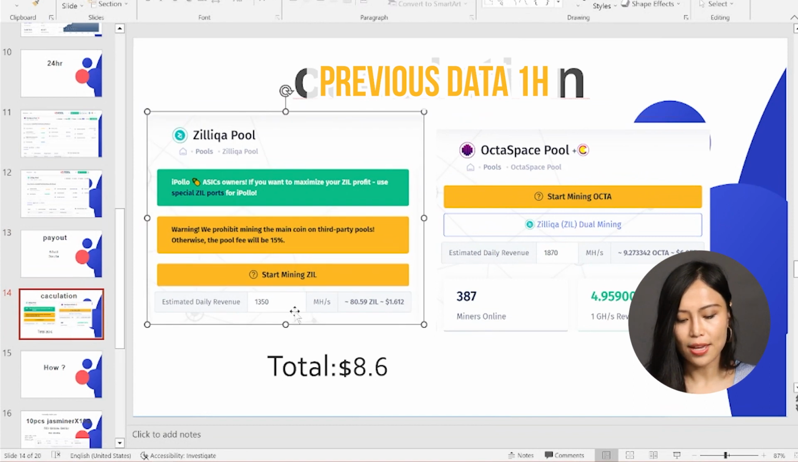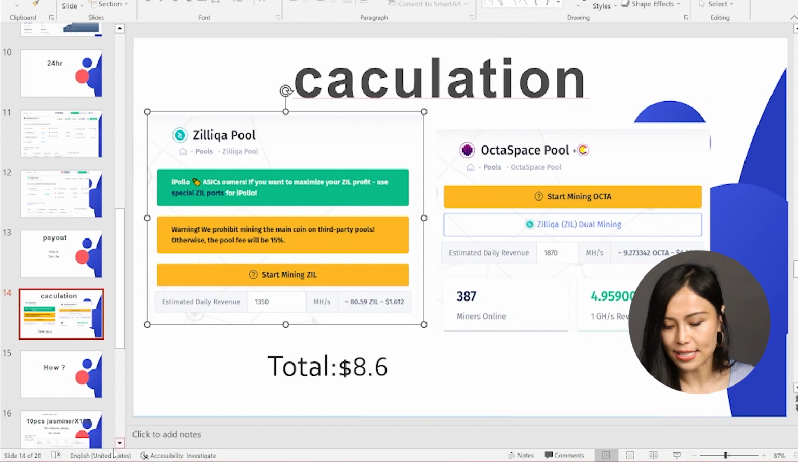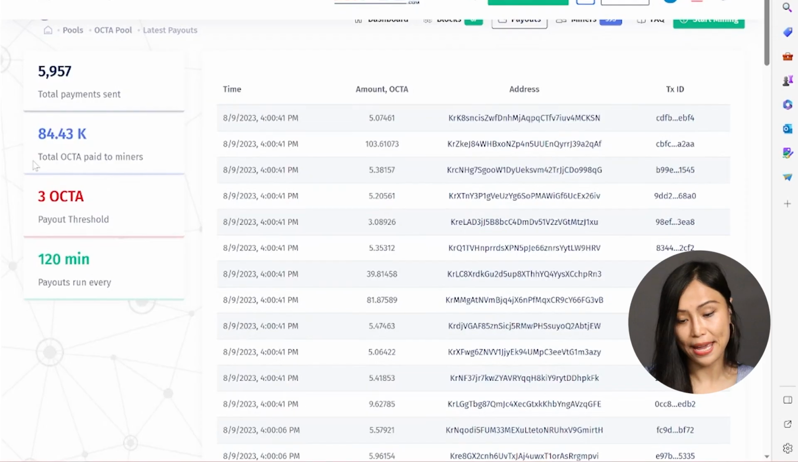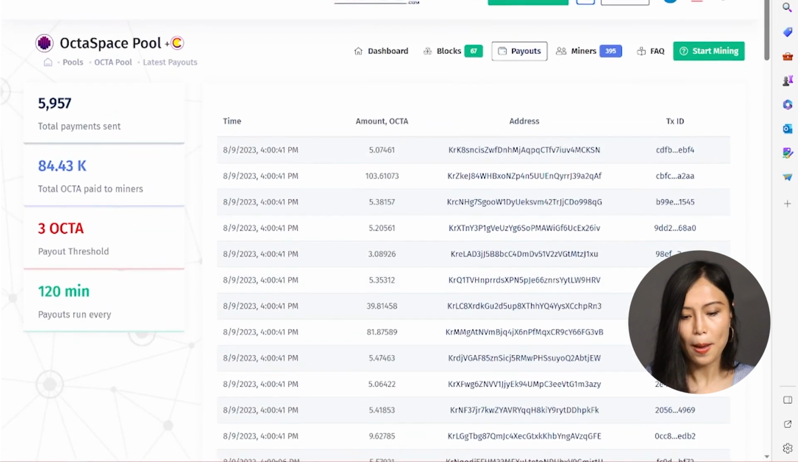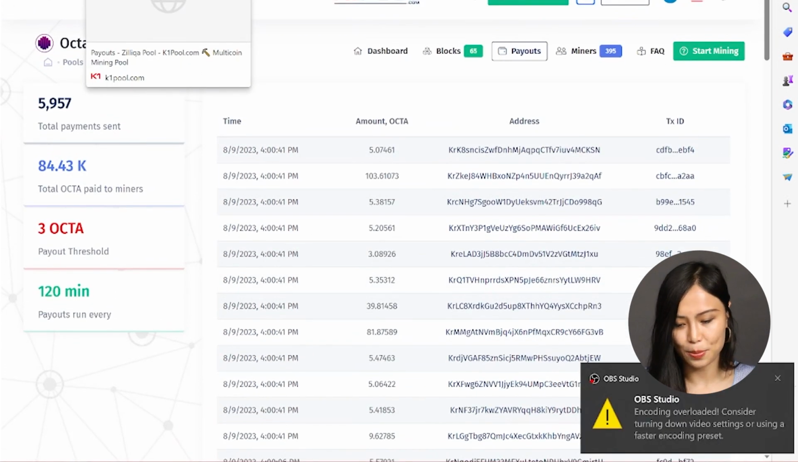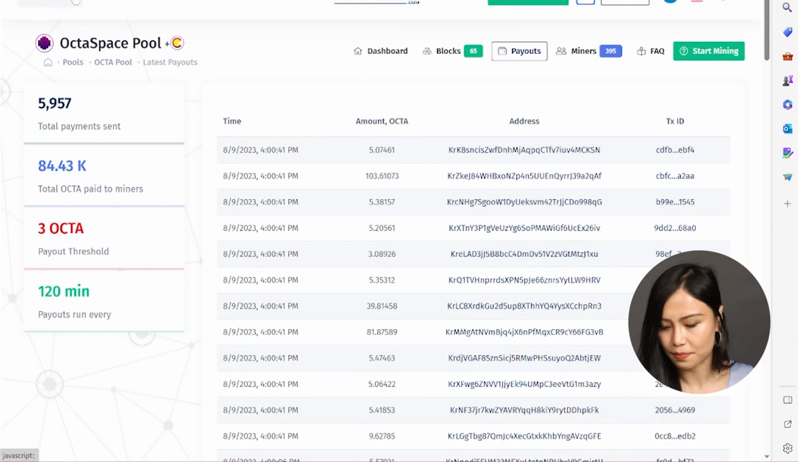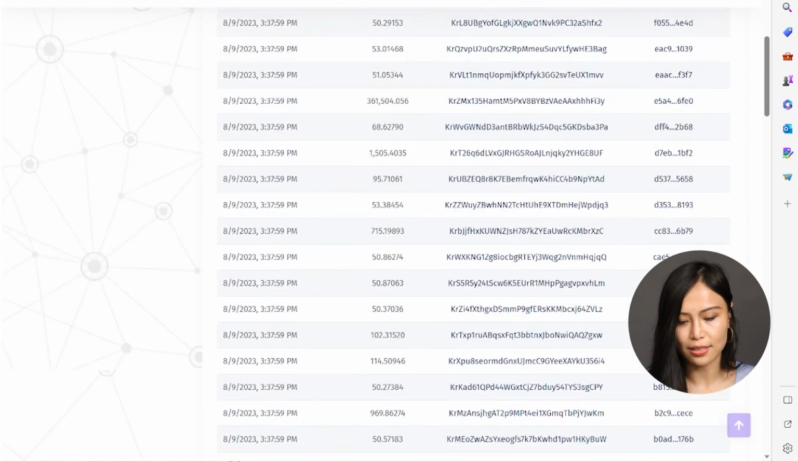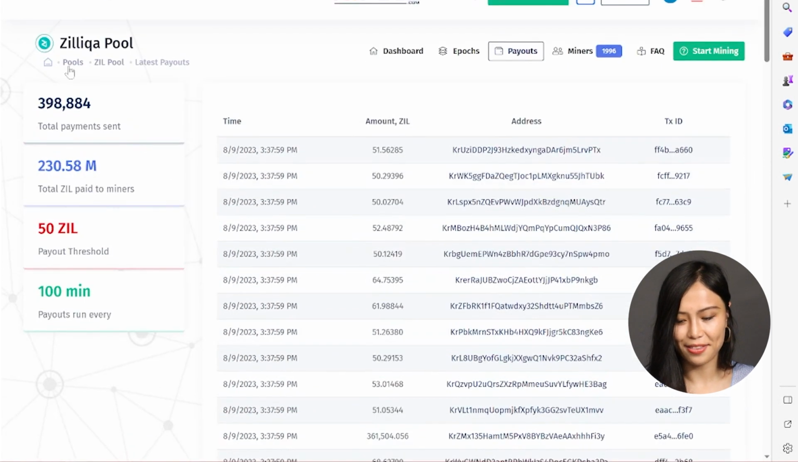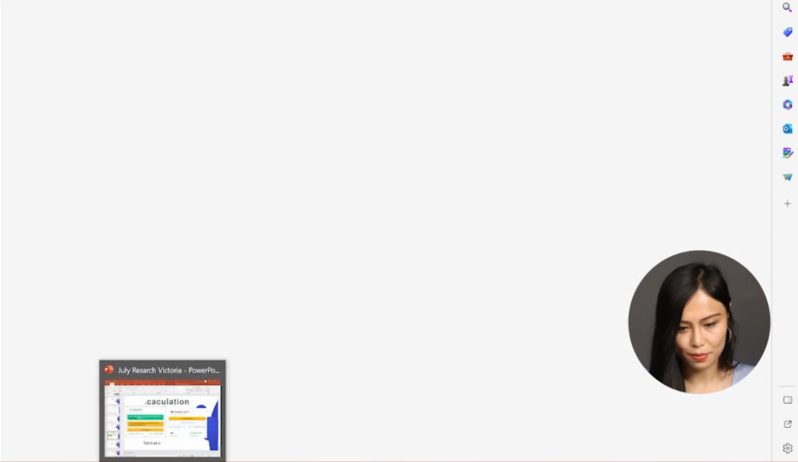So the total when the ZIL pool, the hash rate is 1350 meg hash per second, and the Octa space pool is 1870 meg hash per second. So this is the payout I show you guys, 3 Octa, and this is the gaining. So mining Octa is cashable, and you can basically get the earning. And here is the ZIL for mining, so that you can cash out the ZIL as well. This is basically everything you can see over here, proved.